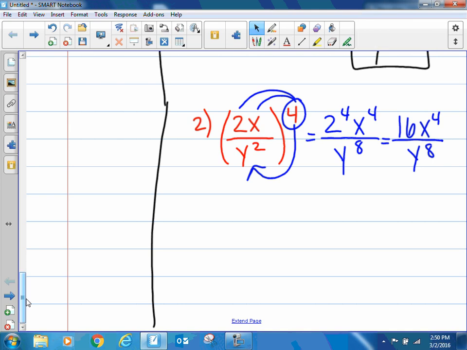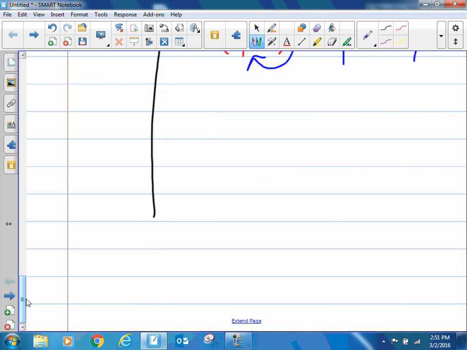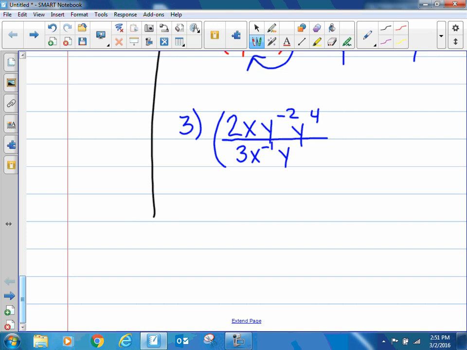All right, last one here. It's kind of a long one. Here we go. Two x y to the negative 2, y to the fourth, over 3x to the negative 1 y. I'm going to raise this all to the negative 2 power, and I'm going to multiply it by 4x y divided by 2x to the negative 1 y to the negative 3.